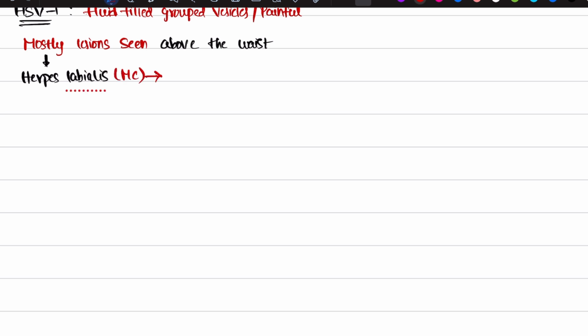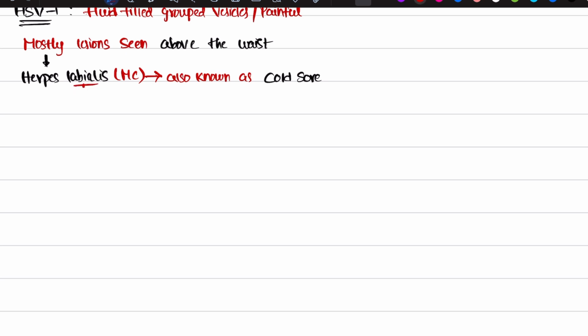This is also known as cold sore. If you see group kind of lesions around the lips, these are called herpes labialis. This is also called cold sore. This is very painful. Please remember this. This is very painful. So labialis, I am going to write it here.